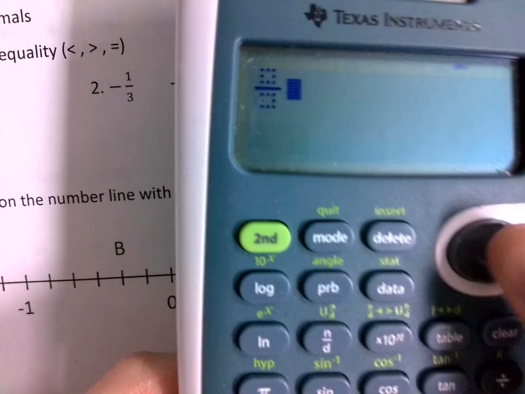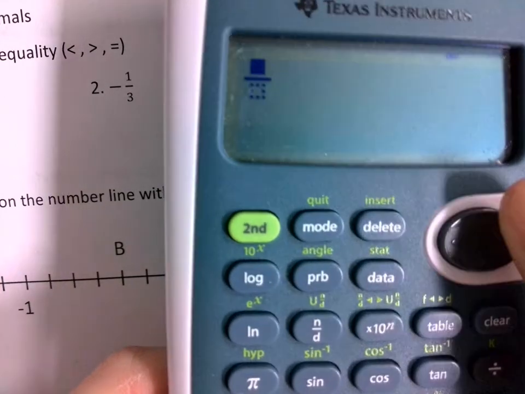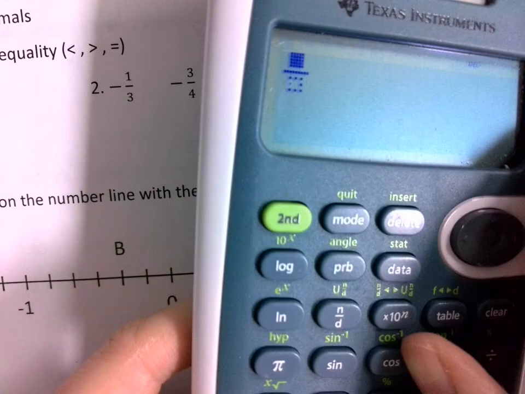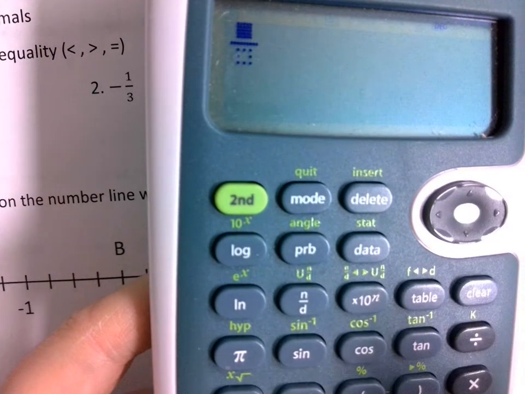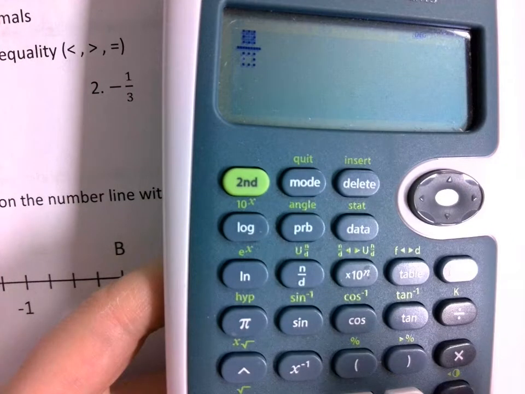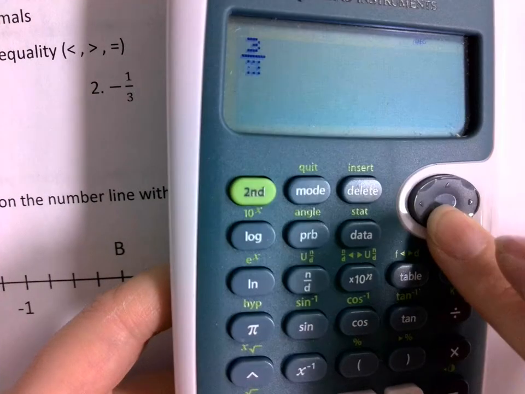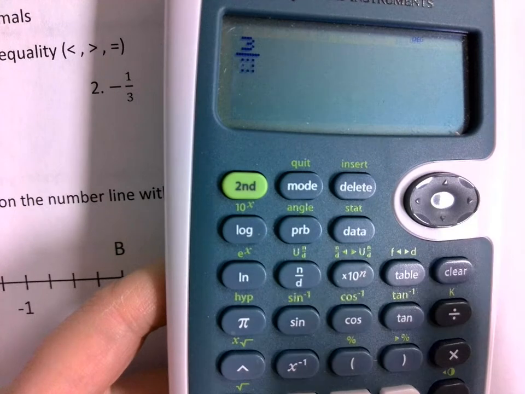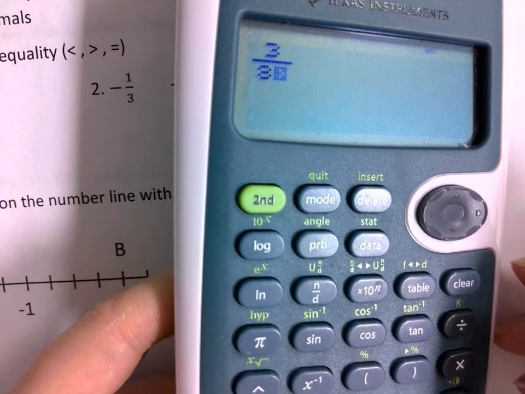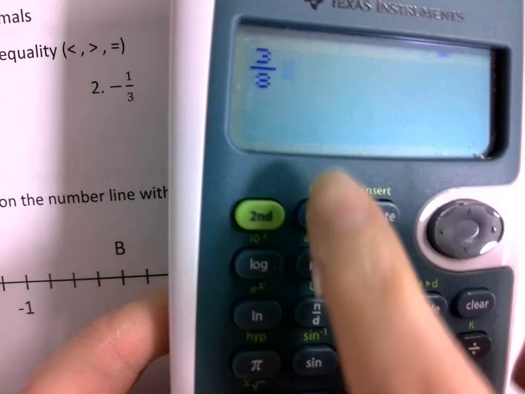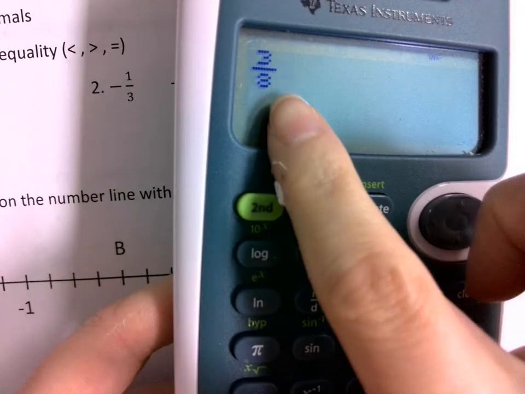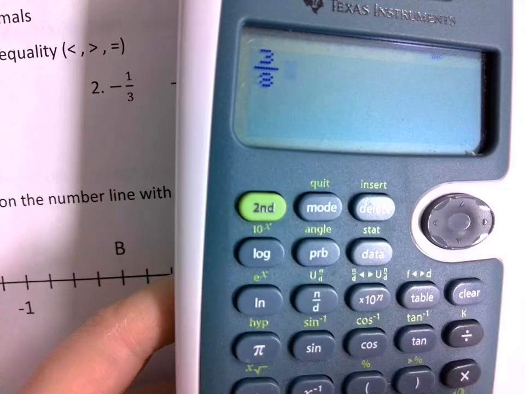So what I want you to do right now in your calculator, go ahead and type in the fraction. Let's do 3 on the top, and we'll do 8 on the bottom. And then I want you to get out of the fraction. So you should have 3 over 8, and then you should be out of the fraction. Does everybody see that on their screen now?